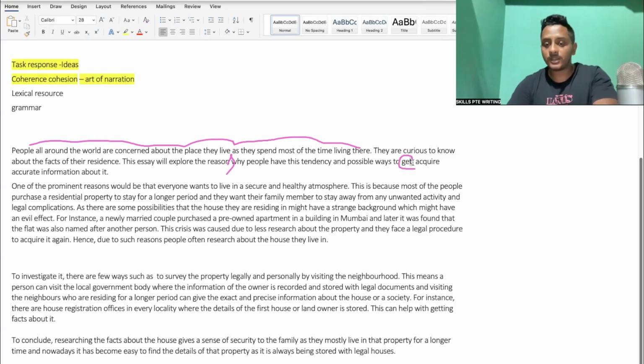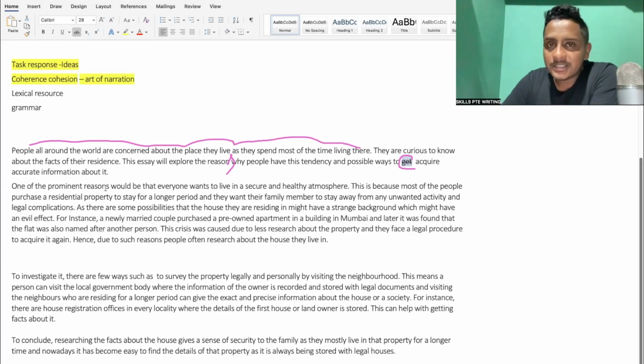Okay, so this you can remove. But if I write "get," do I lose marks? If you need 8, then avoid it. If you need 7 or 7.5, you can still write "get information" and get marks. All right.